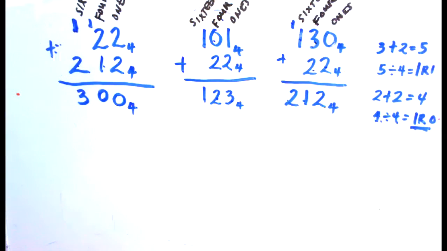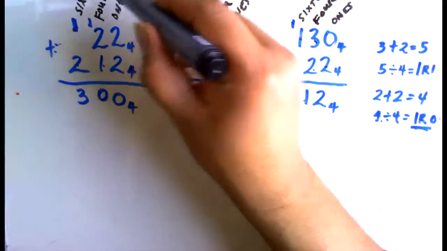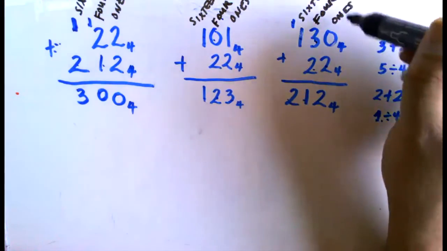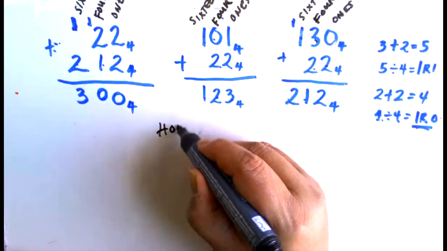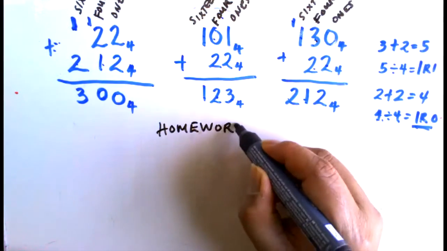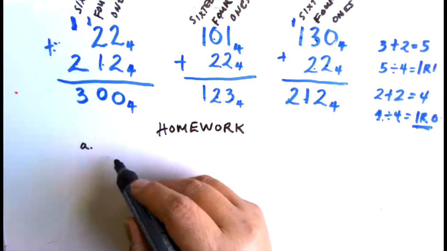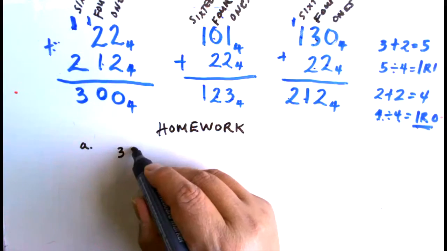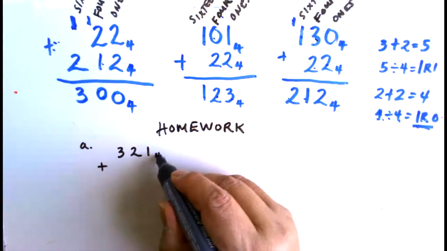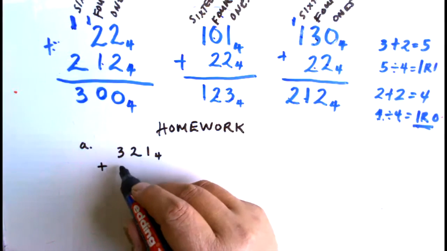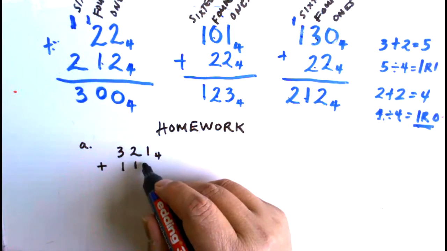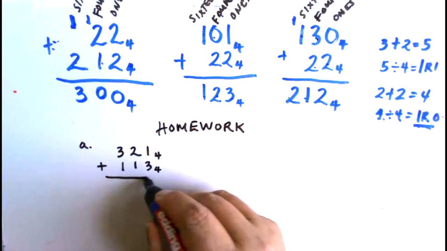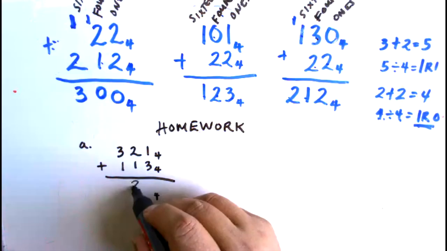So now let's go to the homework part. It's been a long way. So displaying values helps us to imagine what this number is in our way of counting. So here is homework, and I'll give 2 this time. Homework A is how to add 3 1 in base 4, and 1 1 3 in base 4. So what is this in base 4?